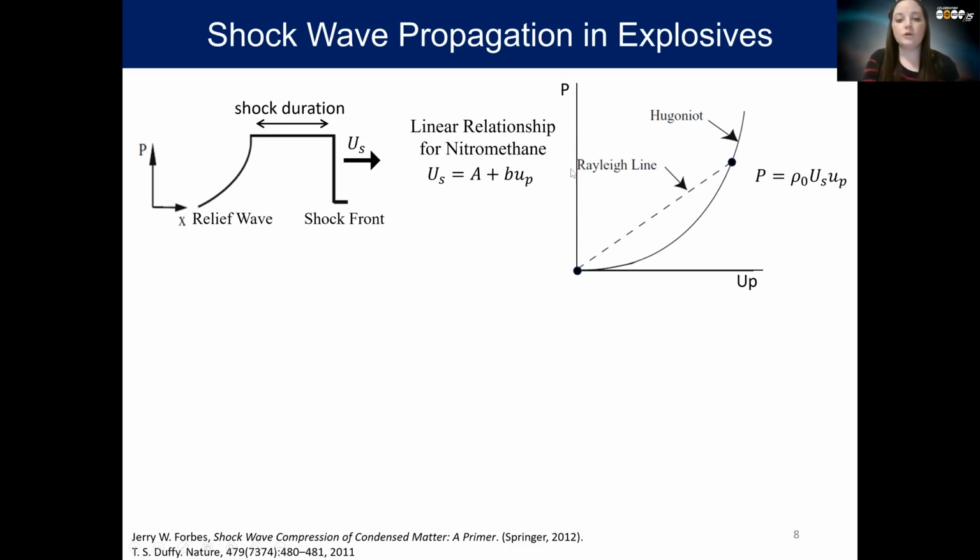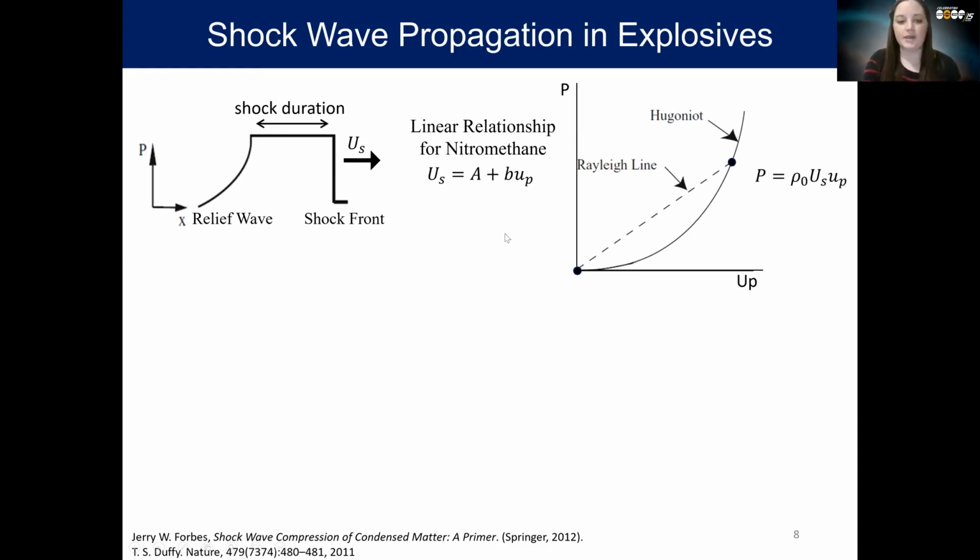Now we can see what a Hugoniot looks like in the pressure-particle velocity space, where a Hugoniot is just made up of lots of different end states from the result of doing different experiments at different input conditions. And the Rayleigh line is actually what describes the compression path from some sort of initial state to some sort of final state along the Hugoniot.